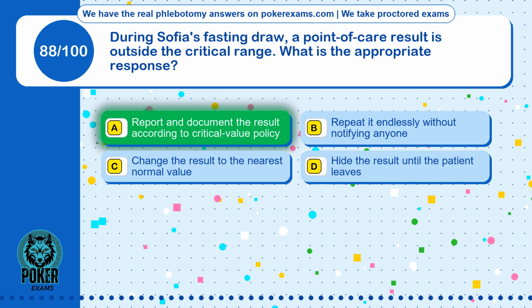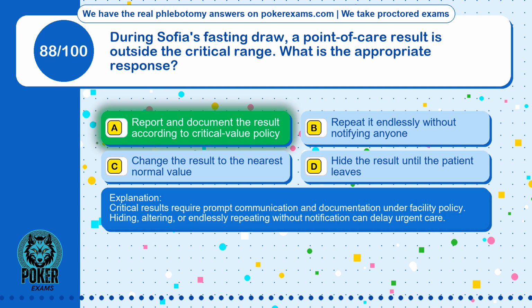The correct answer is option A. Report and document the result according to critical value policy. Critical results require prompt communication and documentation under facility policy. Hiding, altering, or endlessly repeating without notification can delay urgent care.